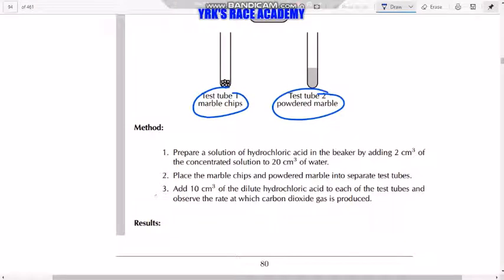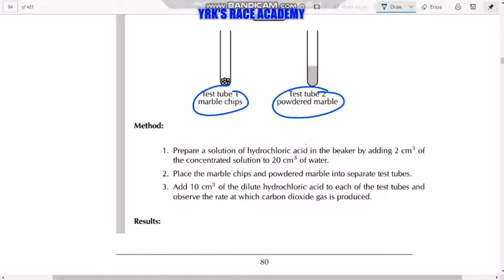In this method, prepare a solution of hydrochloric acid in a beaker by adding 2 cm cube of concentrated solution to 20 cm cube of water. Place the marble chips and the powdered marble into separate test tubes. Then add 10 ml of this hydrochloric acid to each of the test tubes and observe the rate at which the carbon dioxide gas is produced.